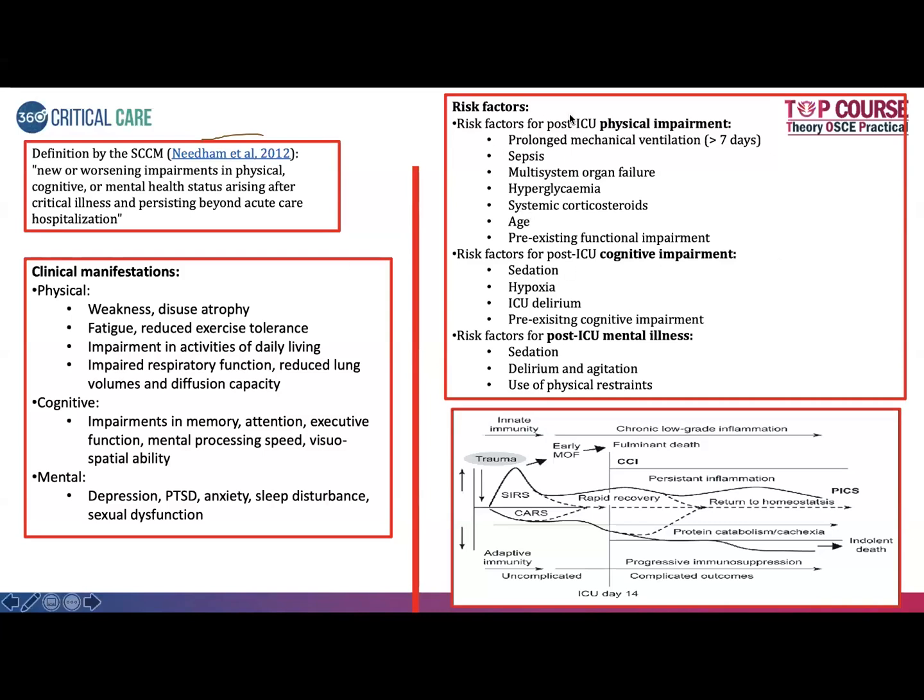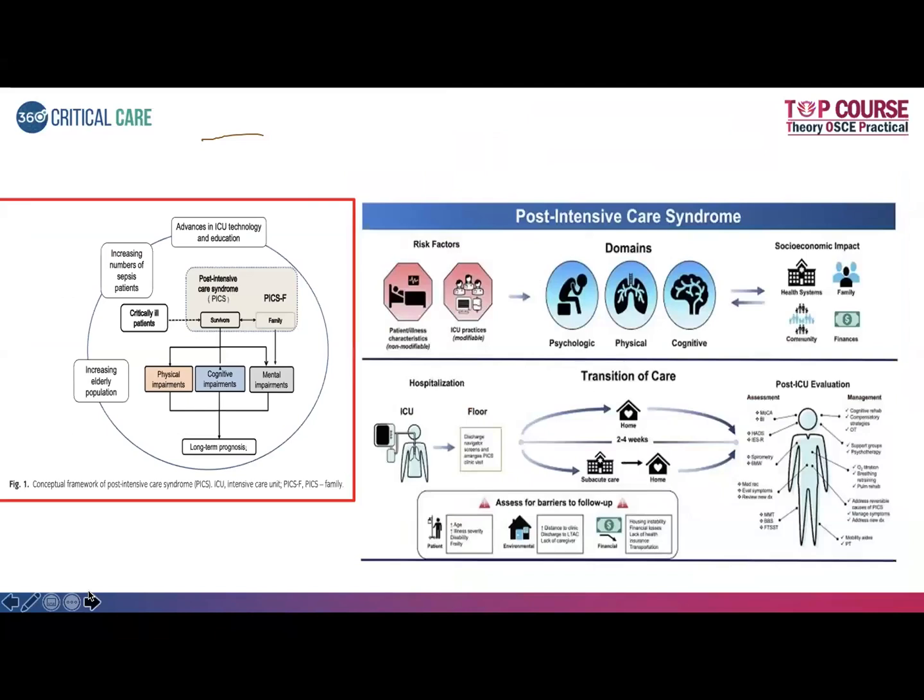Risk factors begin in the ICU: prolonged ventilatory days, more than 7 days, sepsis, multi-organ failure, hyperglycemia, systemic corticosteroids, and cognitive impairment. Delirium is a very important thing. Use of sedation, delirium, pre-existing cognitive impairment, and post-ICU mental illness, agitation, and use of physical restraints contribute to all these things.